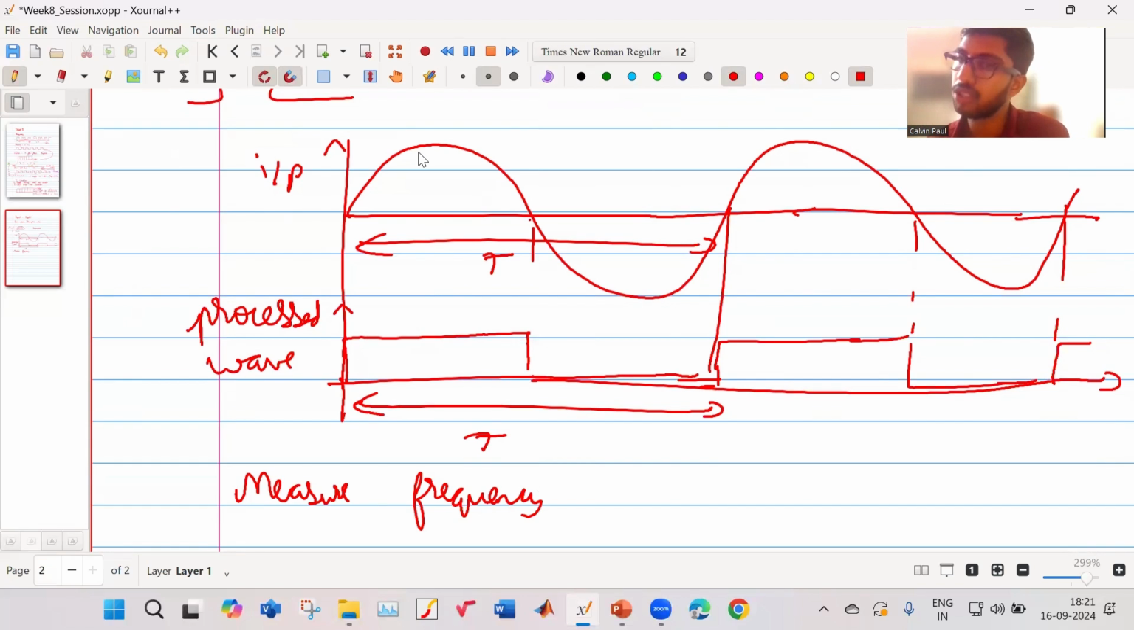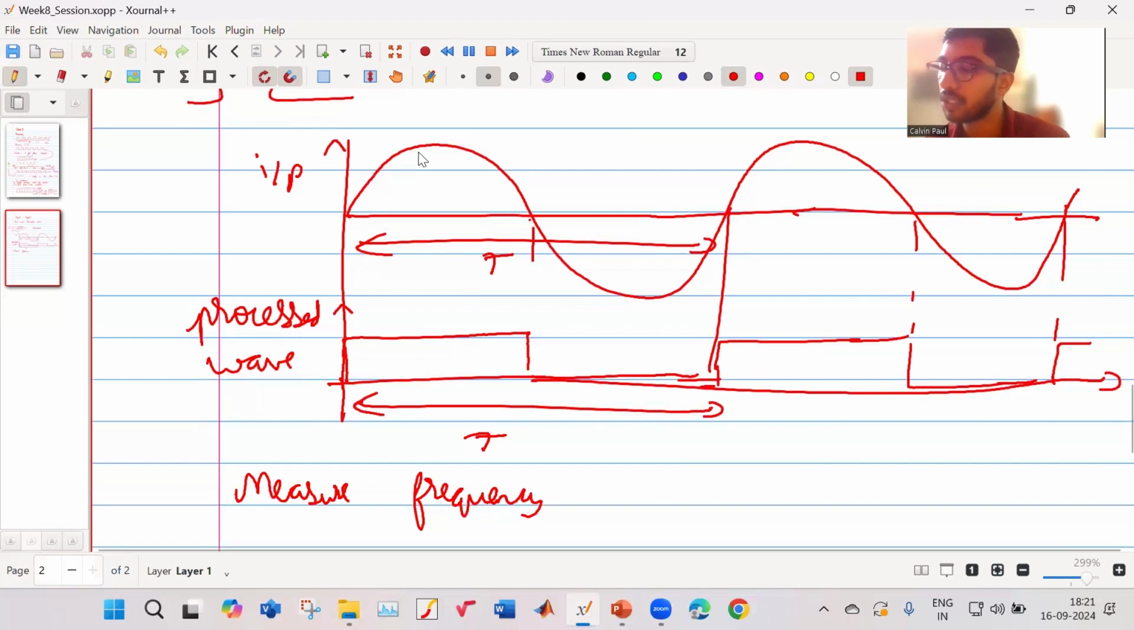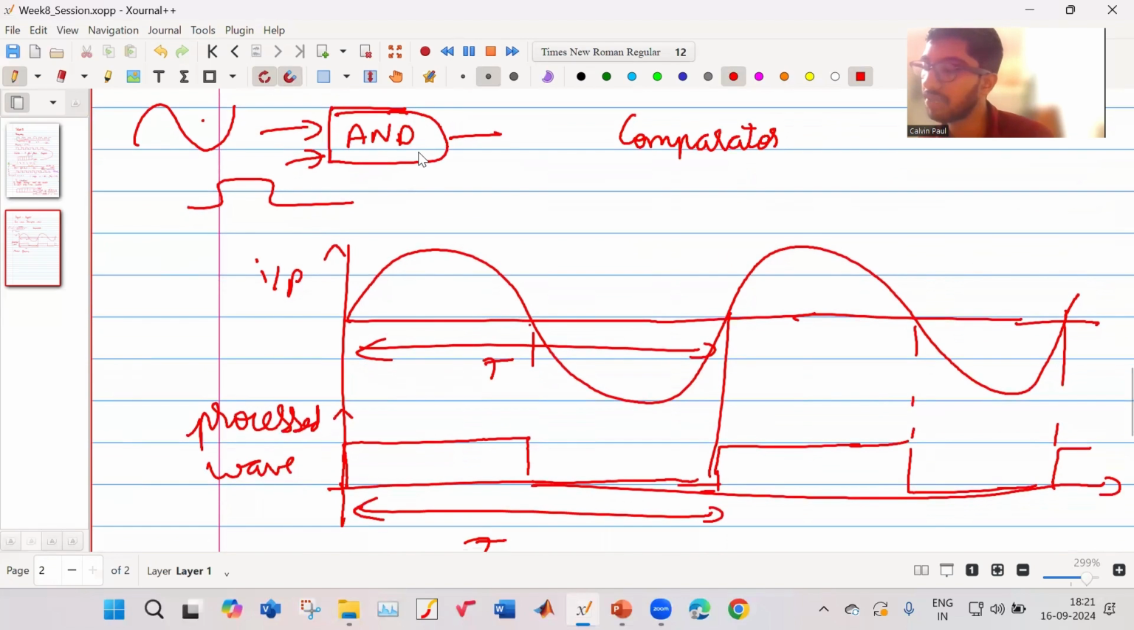So our goal is to measure the frequency, and so we have converted the signal into a digital signal of the same frequency. So there is no loss till now, there's no error. And so then we can use a counter, enable and disable, reset, etc. to run it. Okay, but now we have got the same signal.